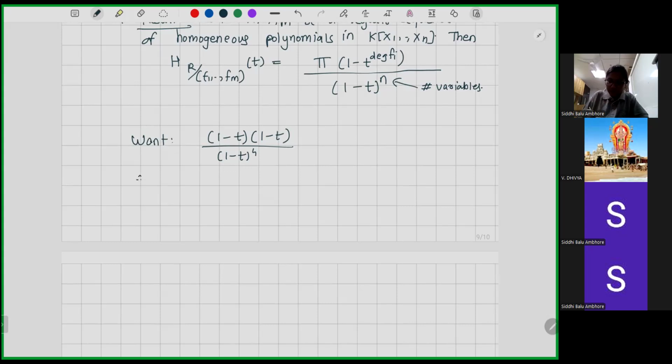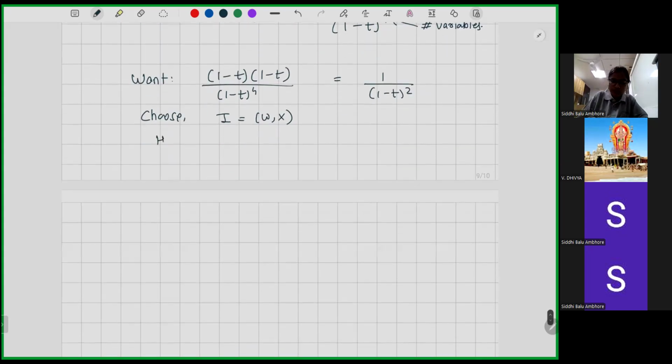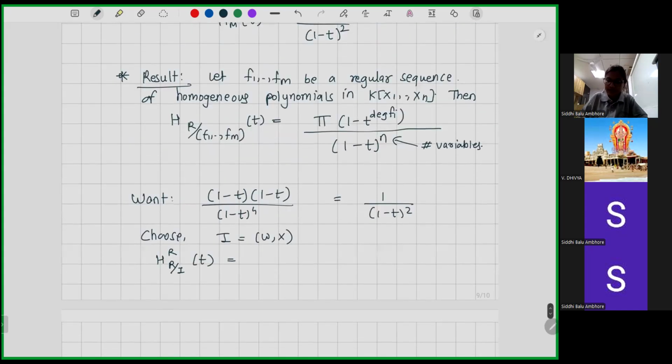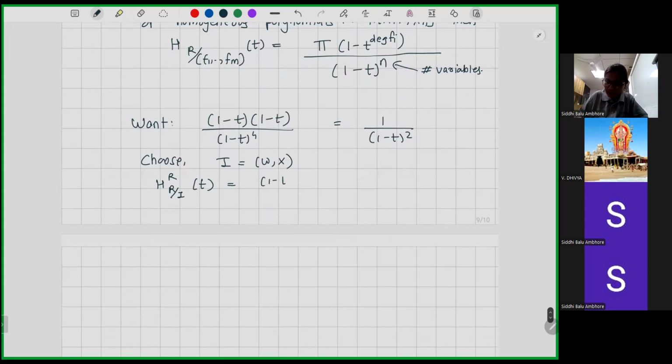So let us choose I equal to (W, X). It is a regular sequence, right? So I get the Hilbert series of R mod I in t becomes (1 - t)(1 - t) divided by (1 - t)^4. The number of variables is 4 here, which becomes 1 over (1 - t) square. So this is a regular sequence.